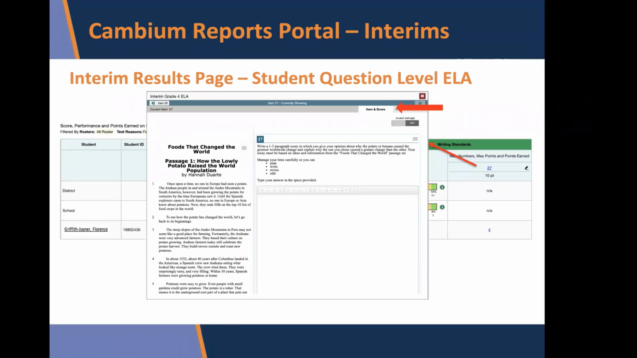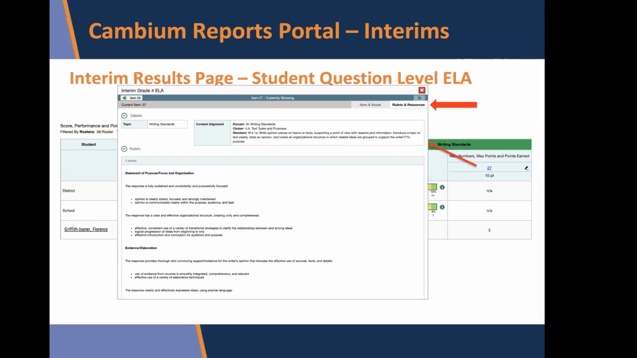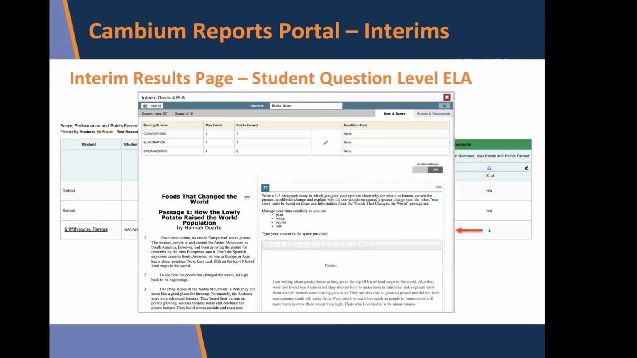That's the item and score here. If you click on the rubric and resources, you'll be able to see how this particular question is scored. And then here you can see what this student's answer was on the writing.